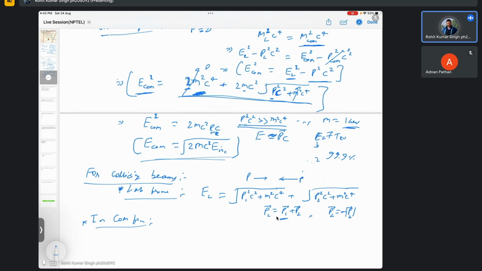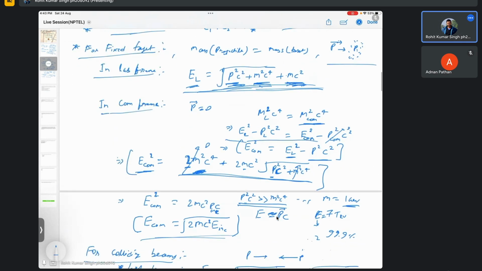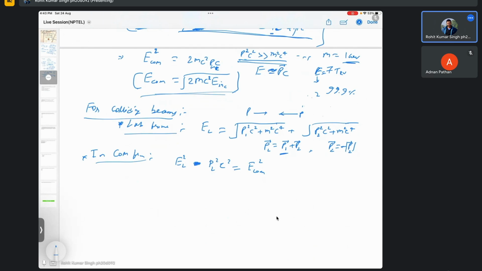So in center of mass frame again, we have the same expression. E_L square minus P_L square C square equal to E center of mass square, like we had here. This thing will be here, same. And then let's put the E_L square from here.